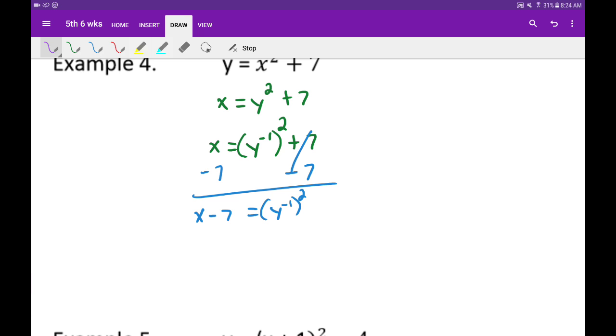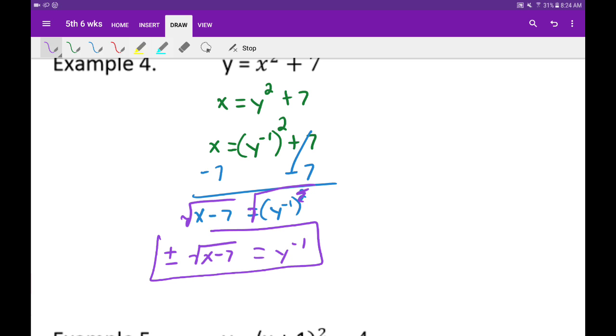Now to get rid of a square, we've got to take the square root of both sides. All the square root does is get rid of the power, so we're left with y inverse, and that's what we want. We can't take a square root of x plus 7, so we'll just rewrite it. Remember, every time we take a square root of both sides, it's plus or minus. So y inverse here is plus or minus the square root of x plus 7.